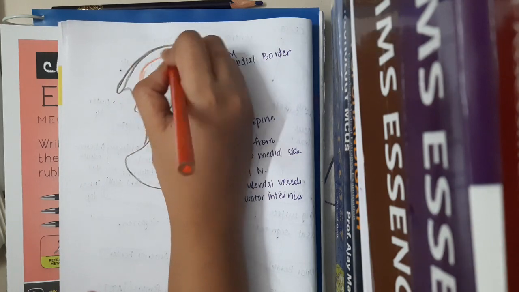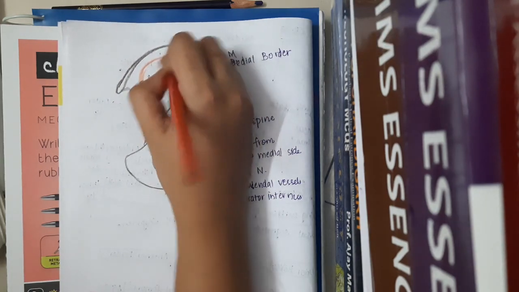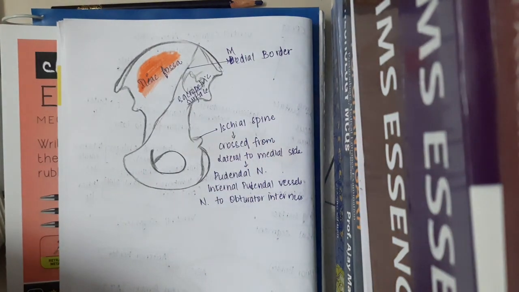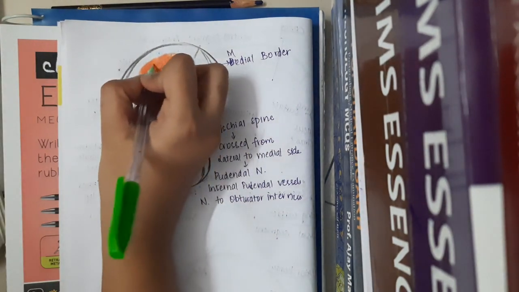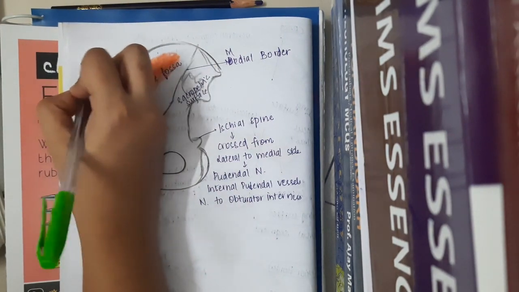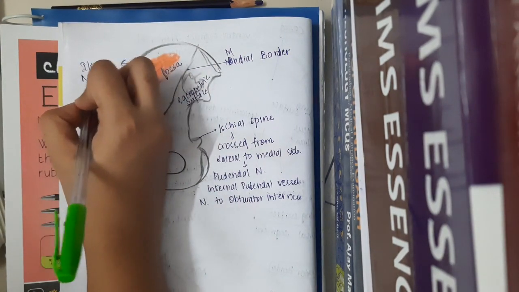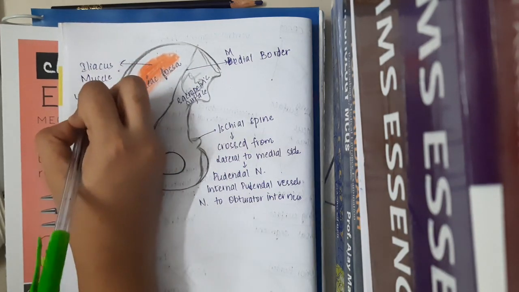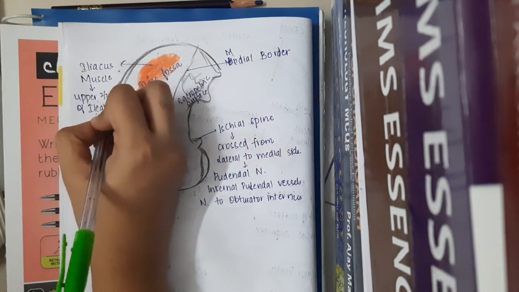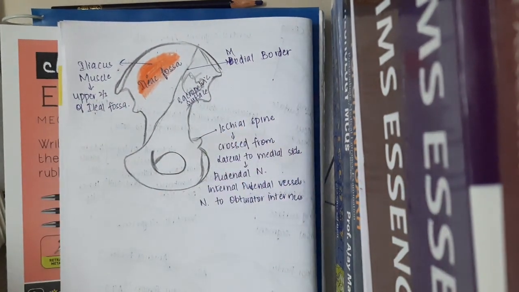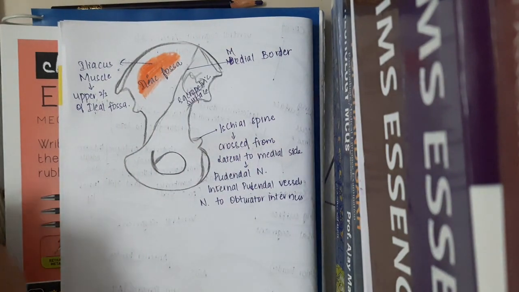So this is the iliacus muscle. So I'll just write it. Okay, so this is iliacus muscle that is present in the upper 2/3 of iliac fossa. Okay, then after this iliac fossa we have gluteal surface also. So this is the iliac fossa.